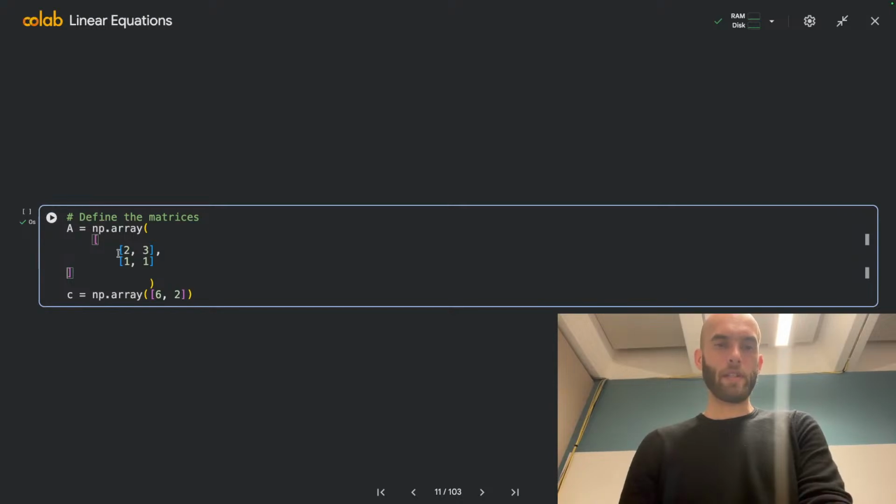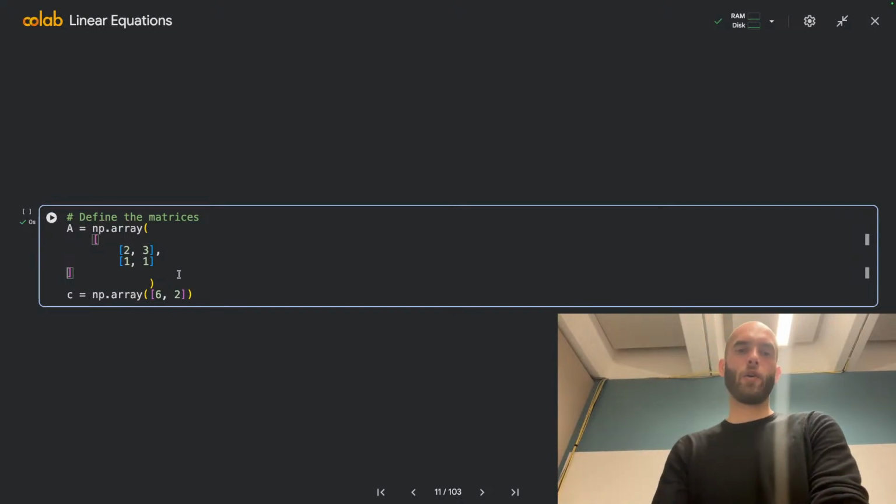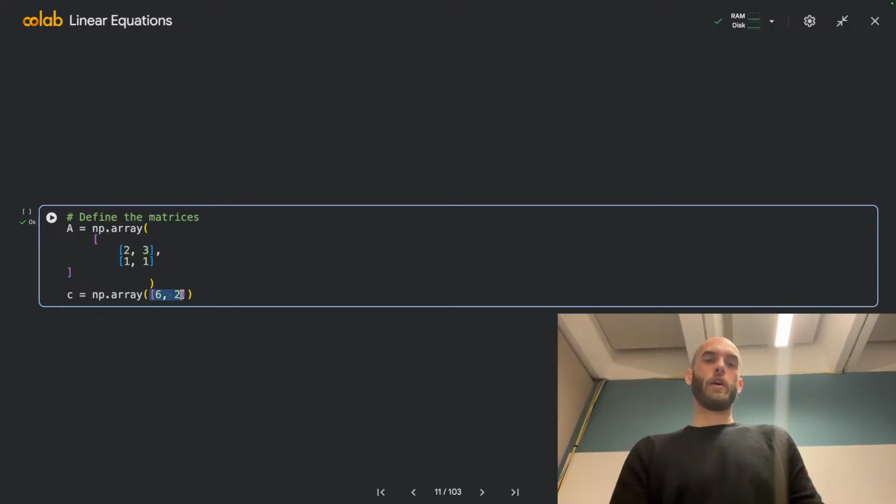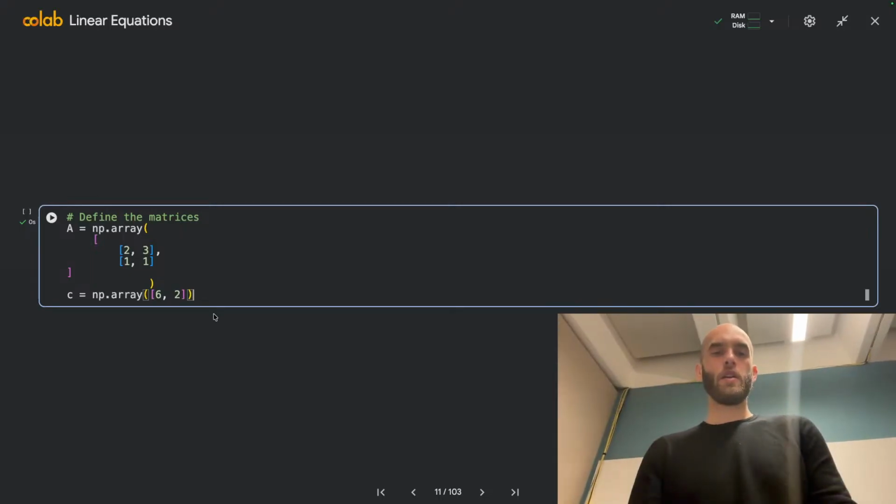So if we wanted to run this again, we could. And then for our C array, we just have the one column, so we don't put the brackets on the outside. This is just the column. The outer brackets tell us the columns, and then the inner brackets tell us the rows. So we run this, and we get the C and the A.